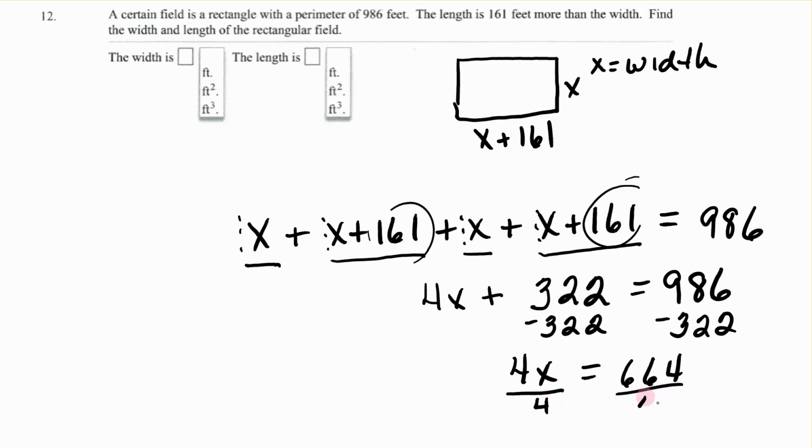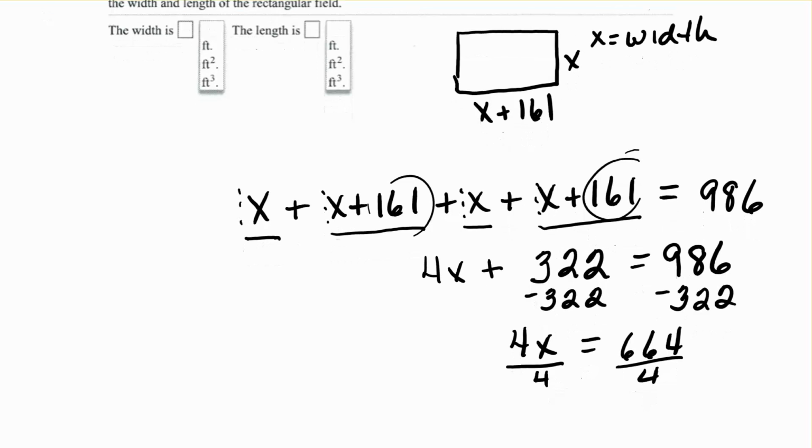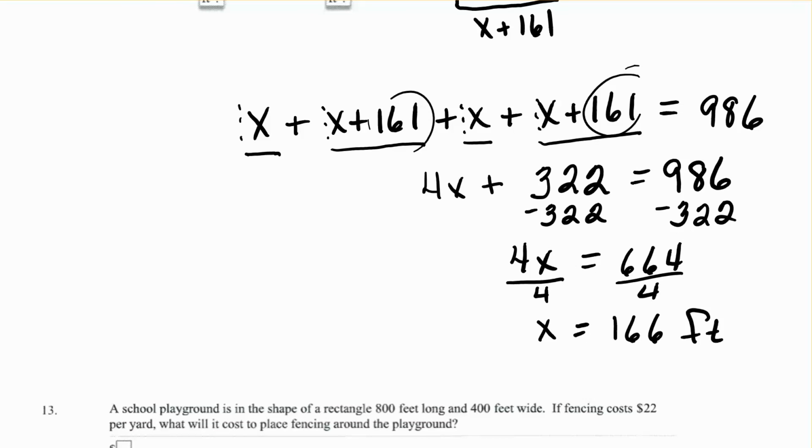Divide by 4. x is equal to 166, and this will be measured in feet because the perimeter was in feet. That's the width. You have to add 161 to it to get the length. So x plus 161 is 166 plus 161, which gives us 327, and that will be your length.